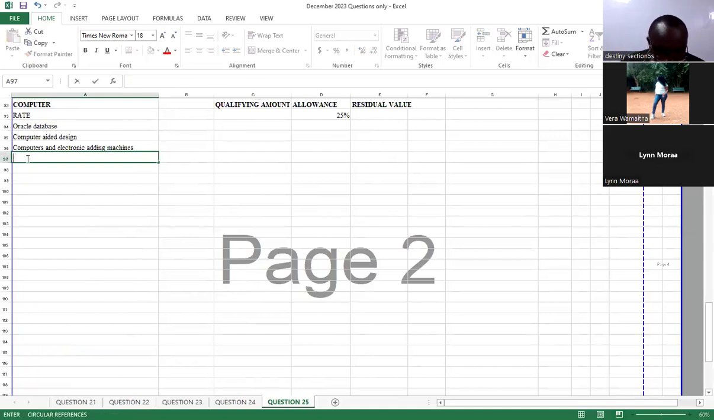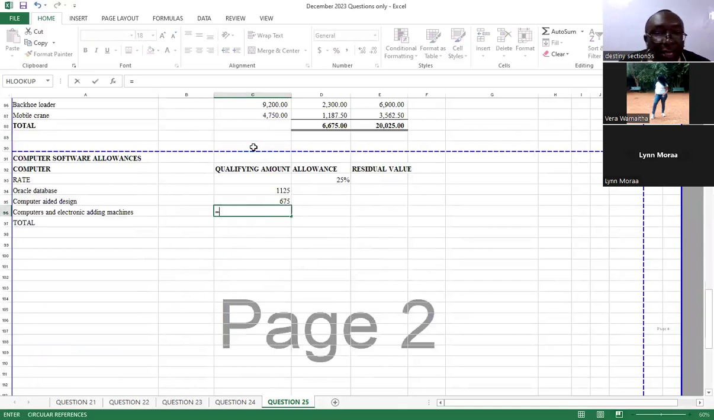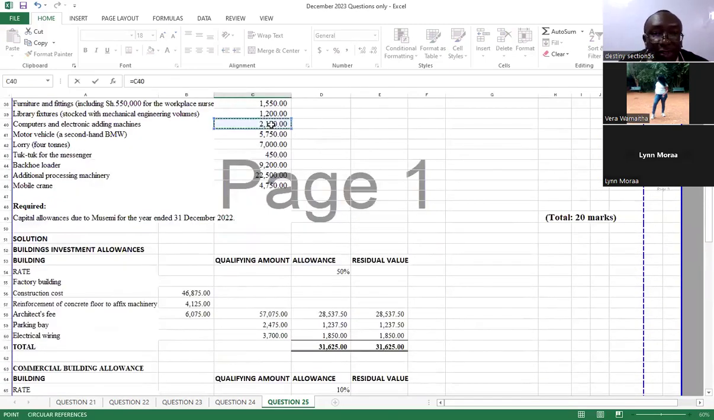we have the total. So let's bring the amount for the Oracle. That one we cannot copy. So it is just 1125. Even the design we can't copy. We have to do it manually. But for this one, we can pick it. We can pick it from wherever it is. This one.